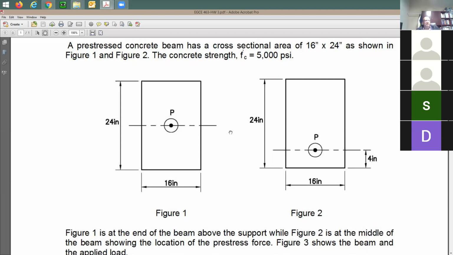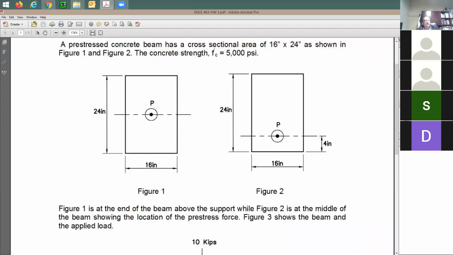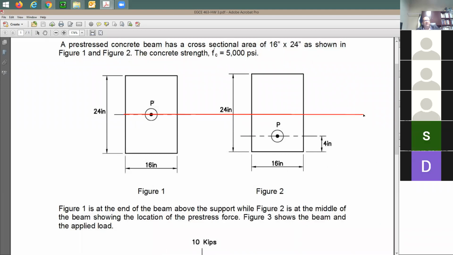Can someone here help me and tell me how much is e, the eccentricity, in this case? And where is e by definition? You see, e is, e equals 8. e is this one, right? Isn't it? Is it 8? Yes. 8 inches. Yeah, it's going to be 8 inches because it's going to be 24 over 2, which is 12. Subtract 4, it's going to be 8 inches.